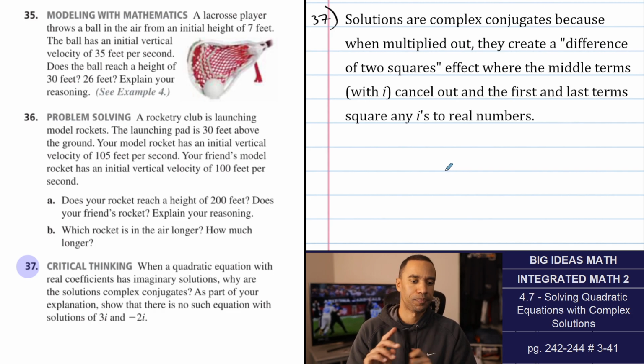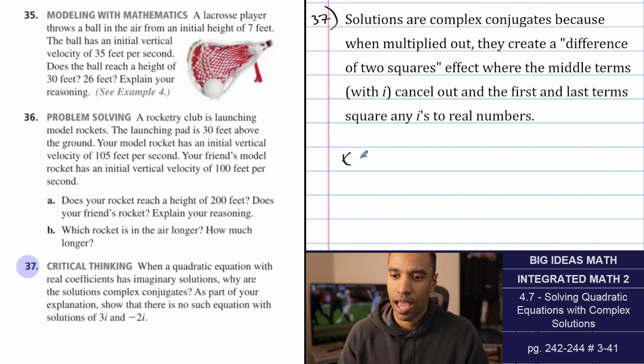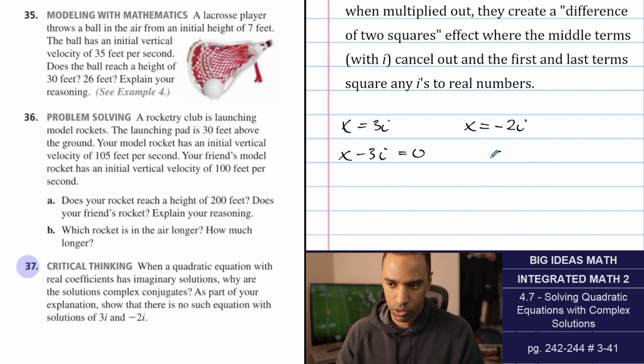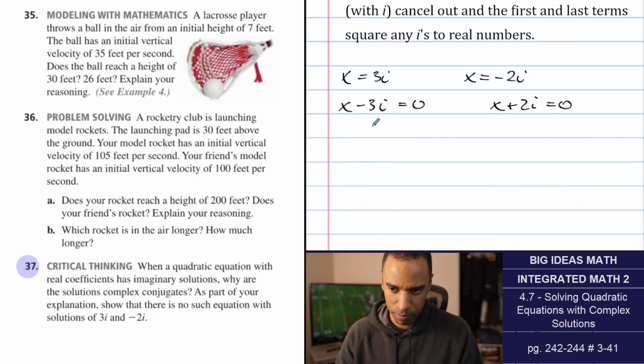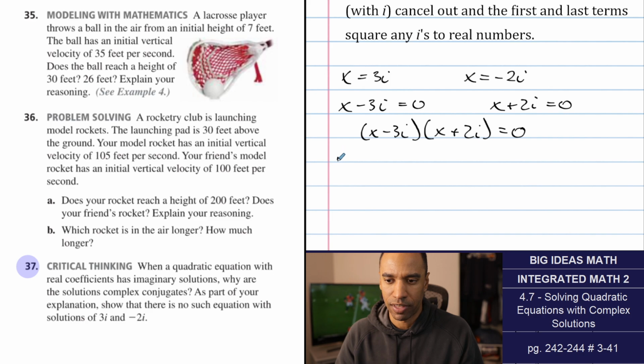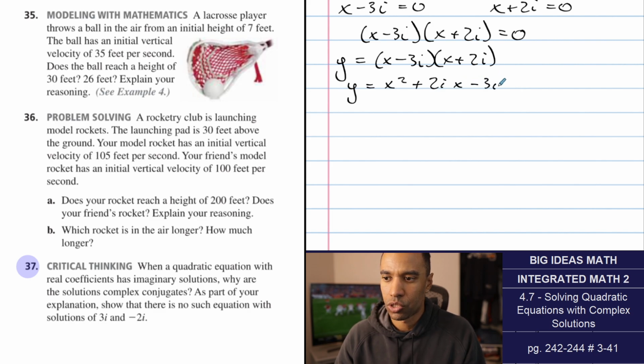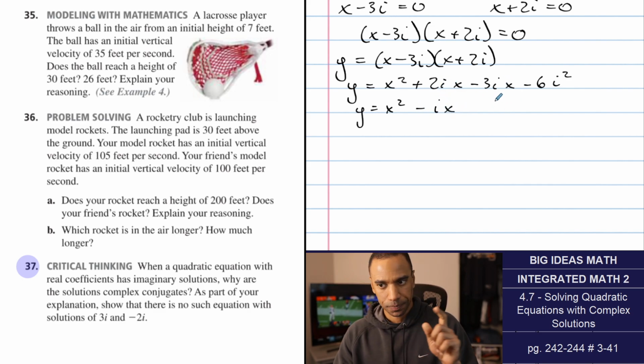So let's try it with 3i and negative 2i. x equals 3i, x equals negative 2i. If I subtract them over, x minus 3i equals 0 and x plus 2i equals 0, we're looking at an equation that would have x minus 3i times x plus 2i as its factors. So y equals x minus 3i times x plus 2i. Now when I FOIL this out, we get x squared plus 2ix minus 3ix minus 6i squared. So 2ix minus 3ix is negative i times x. I squared is negative 1, times negative 6 is positive 6.